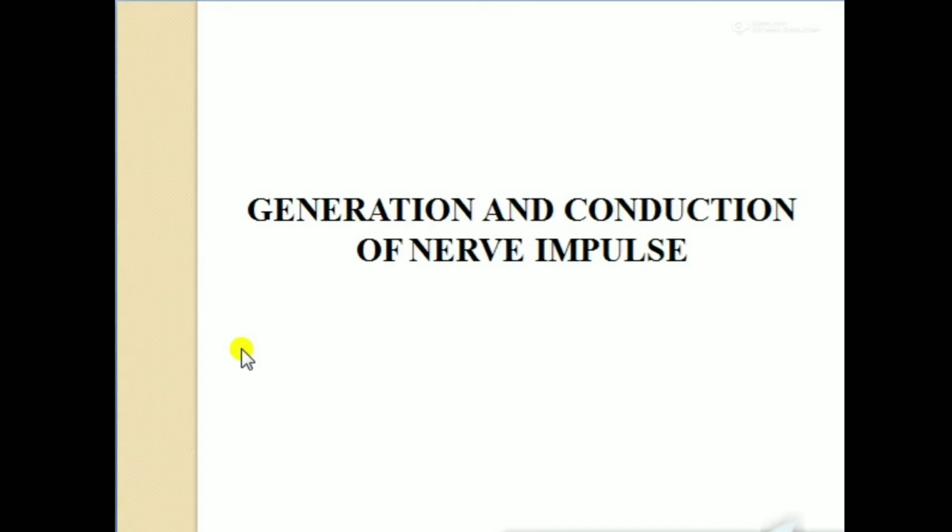Today I will discuss the generation and conduction of nerve impulses. In my previous video, I already described the structure of the neuron, where the myelinated and non-myelinated portions are present, and how information travels by saltatory conduction. These are the terms I have already used in my previous video.